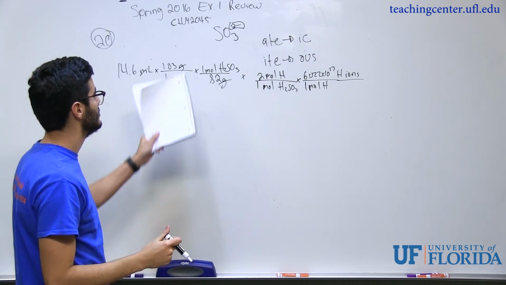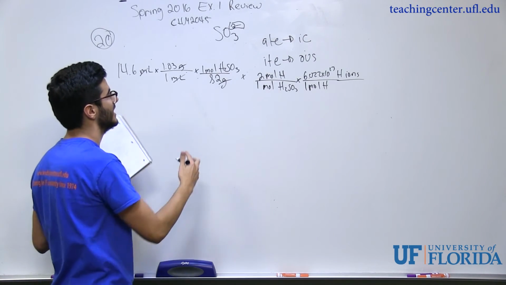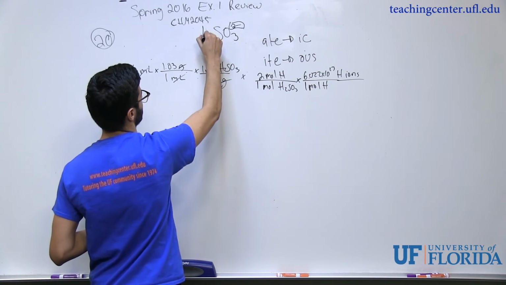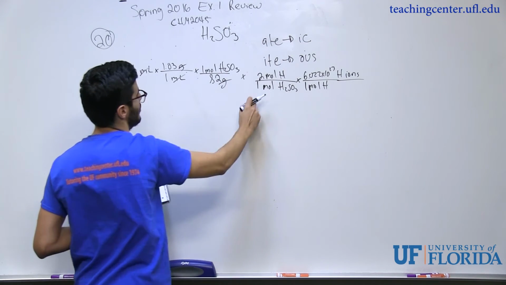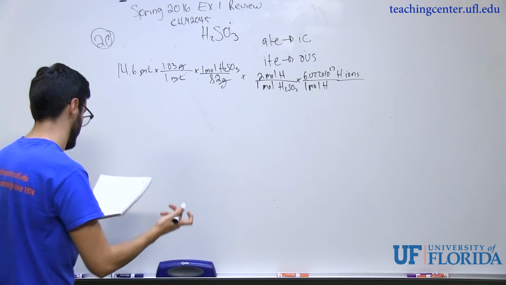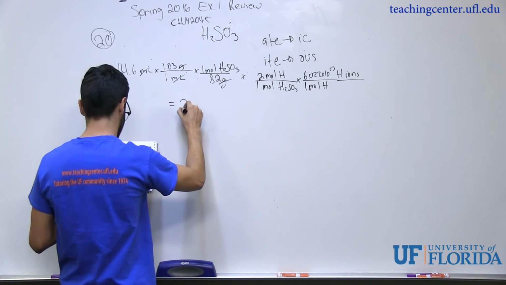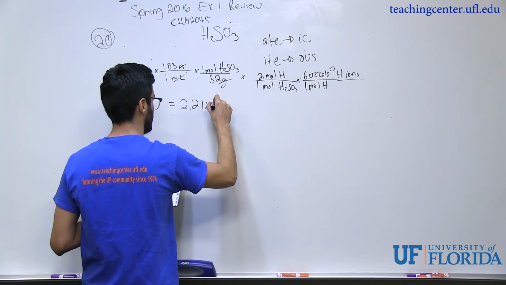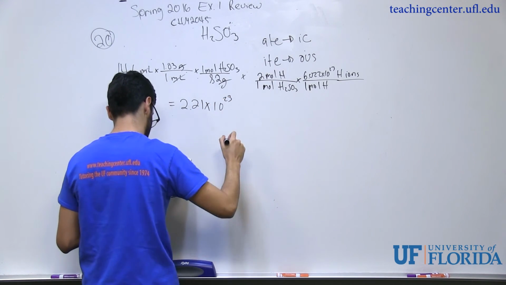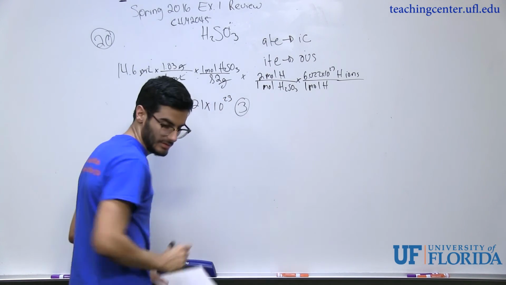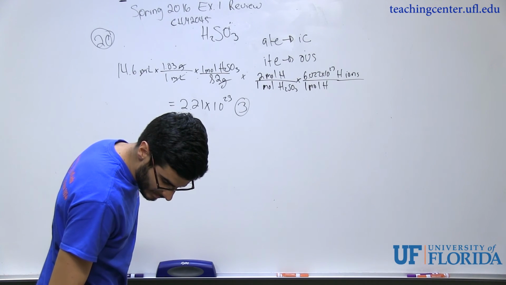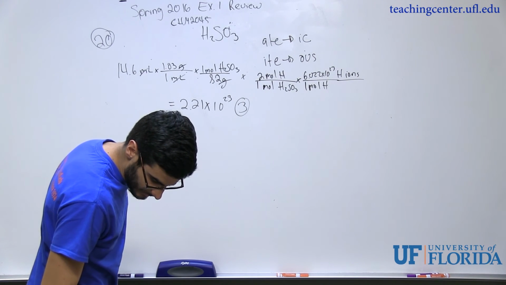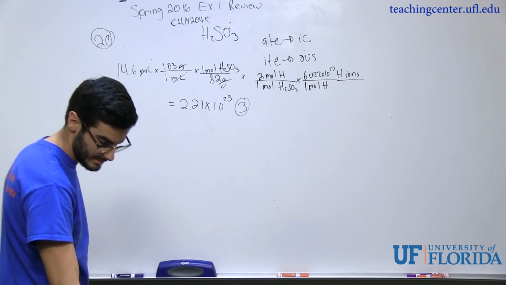So this question was important. You had to know naming, and you had to know how to do stoichiometry, because if you didn't know sulfurous acid was H2SO3, you wouldn't have been able to get the molar mass. So with that being said, if you go ahead and plug this into your calculator, you should get 2.21 times 10 to the 23rd, or answer choice number 3, 2.2 times 10 to the 23rd. Yep, answer choice number 3.